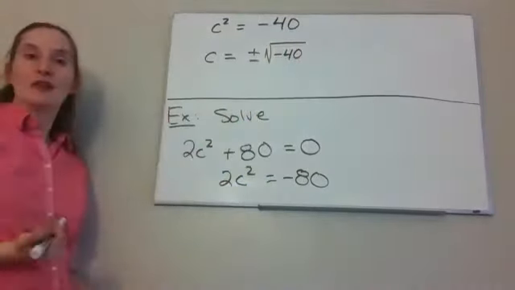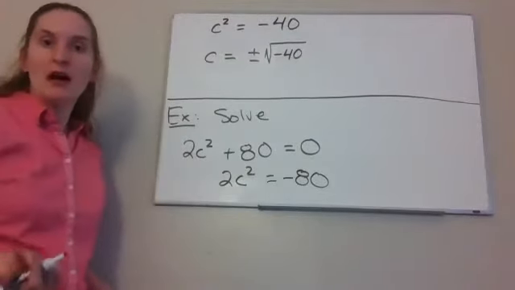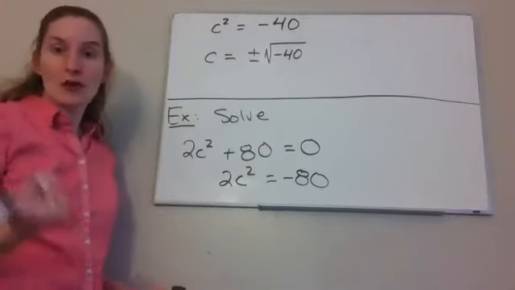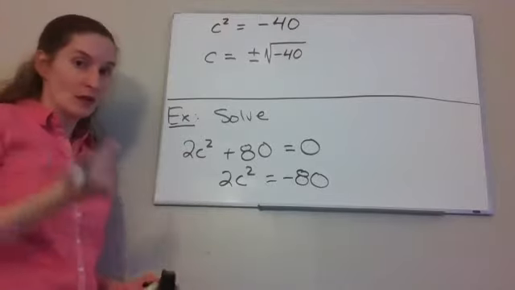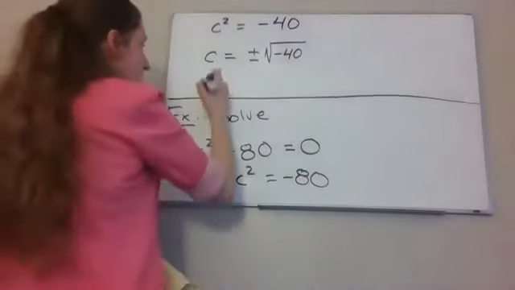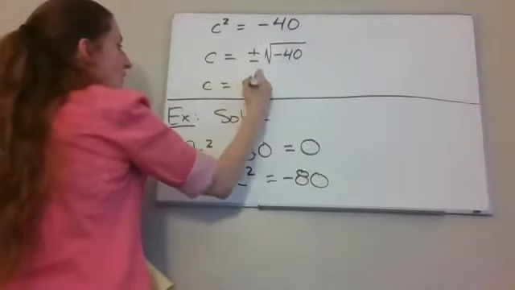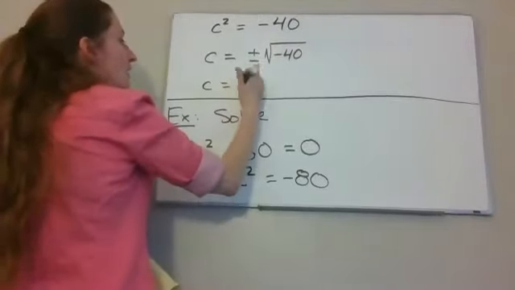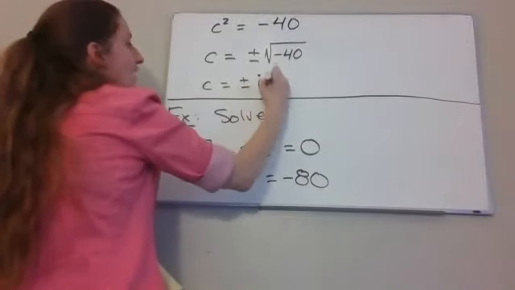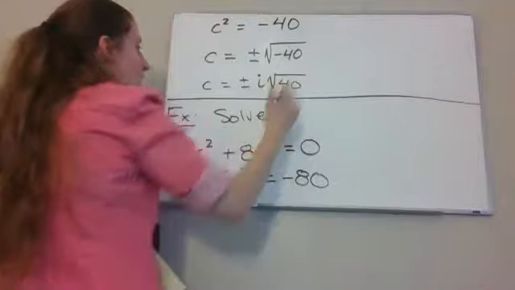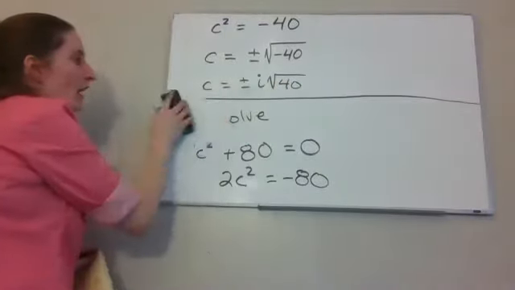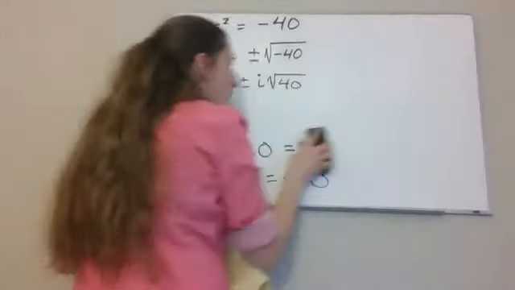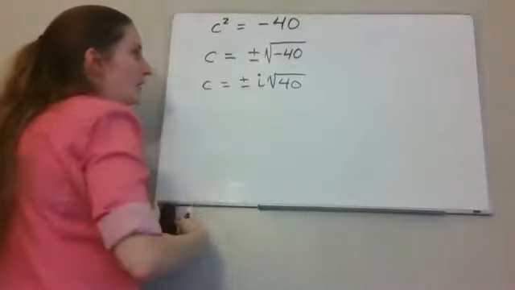And now we have a little more work to do. We know how to simplify the square root of negative 40. We just learned about complex numbers in our previous video. So the first thing I'm going to do is rewrite this as plus or minus i times the square root of 40. And now all I have to do is simplify that square root of 40 as much as I can.